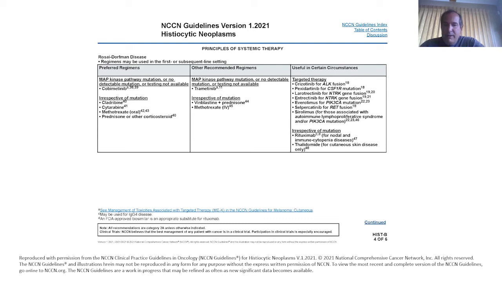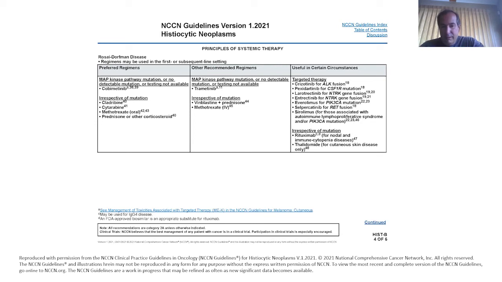I mentioned that RDD can be associated with autoimmune illness. Typically, or often, treatment of the underlying autoimmune illness will induce regression of the RDD. Presumably, it's the inflamed milieu of autoimmune illness that is driving this RDD-like reaction. And if you treat the autoimmune illness, the RDD regresses.